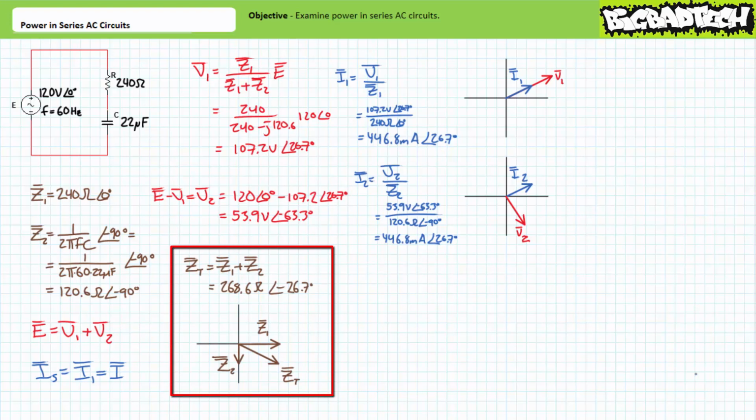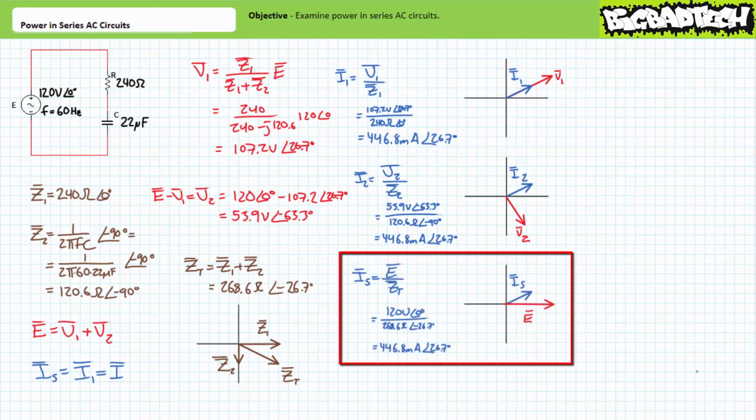Additionally, one can solve for total impedance where the summation of Z1 plus Z2 is 268.6 ohms at an angle of negative 26.7 degrees. Note the total impedance appears to be somewhat capacitive given the negative angle. Using this total impedance figure, Ohm's law also suggests source current will be 446.8 milliamperes at an angle of 26.7 degrees. This is a great way of checking your work. Note source current appears to be leading applied voltage by 26.7 degrees. This is to be expected given the somewhat capacitive nature of the total impedance. The phasor diagram of supply voltage and source current clearly illustrates this fact.